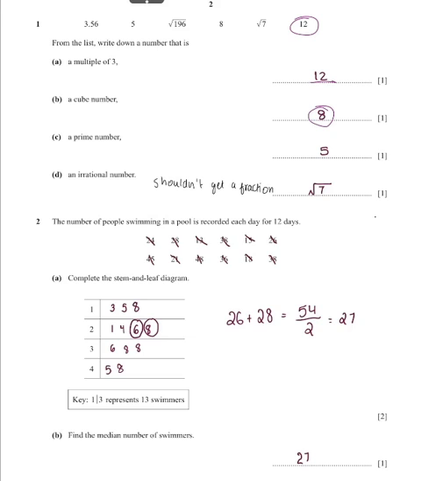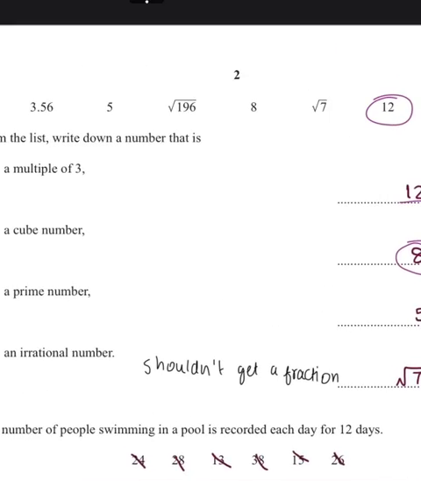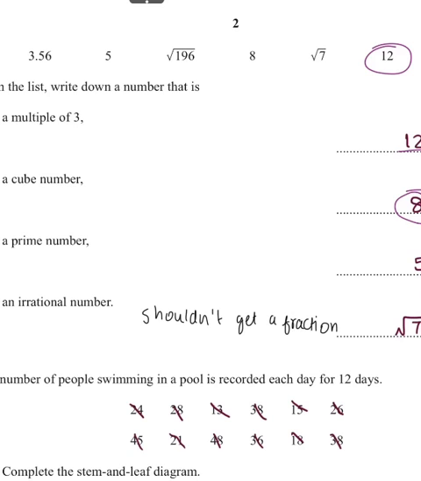So this is the first question. Find from the list, write down a number that is. So first we need to write down a multiple of 3. So multiple of 3 is 12 as 3 4s are 12. Then you need to write a cube number. So in this you can see that cube number will be 8 because if you do 2 cube it is 8.